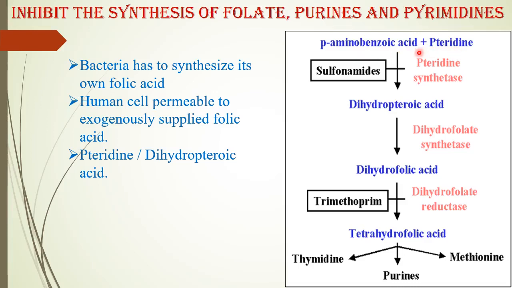Okay? So you have an enzyme inside the bacteria, pteridine synthetase. What it will do? It will convert it to the dihydropteroic acid, finally dihydrofolic acid, and finally tetrahydrofolic acid. This tetrahydrofolic acid is the active form of the folic acid. Okay? Getting my point? And this tetrahydrofolic acid is used for the synthesis of purine and thymidine as well as methionine. Methionine is a kind of amino acid. So bacteria also need amino acids for the synthesis of protein, right? So all these three components will help in the synthesis of protein.